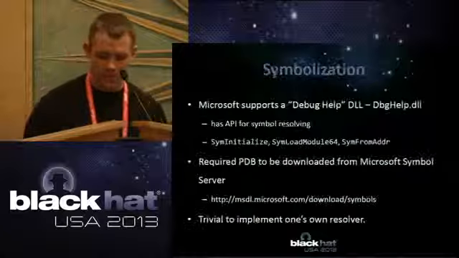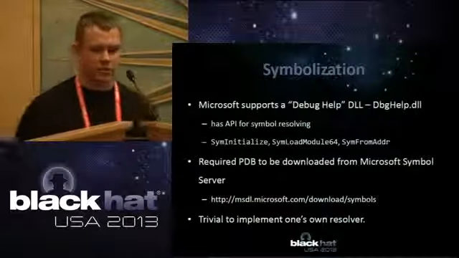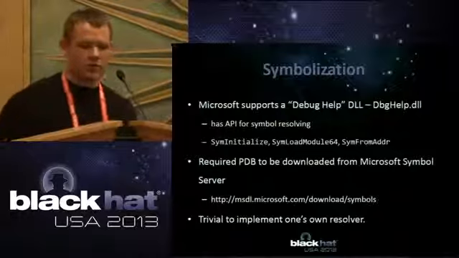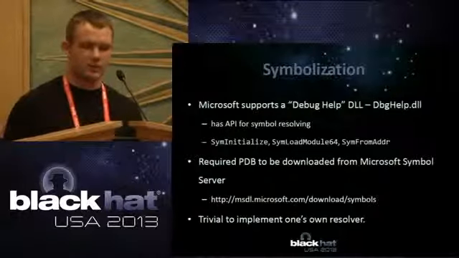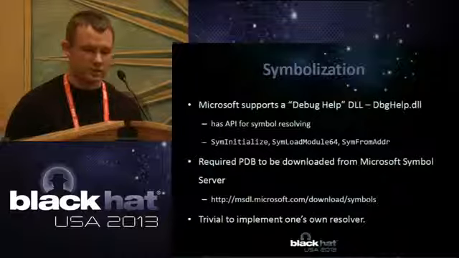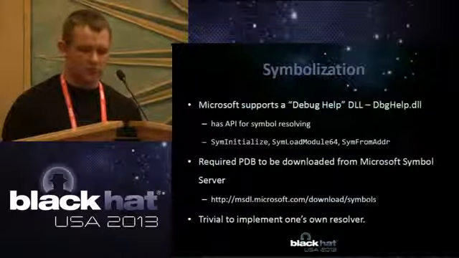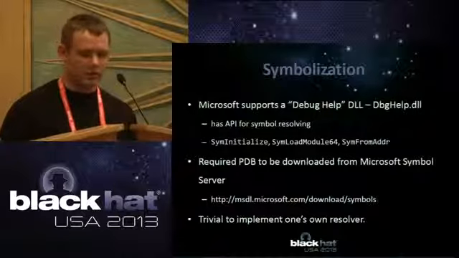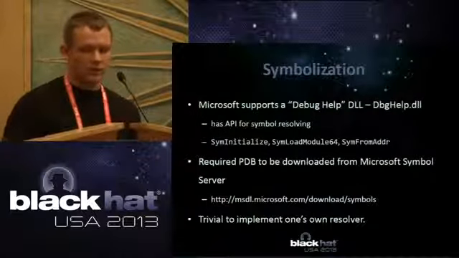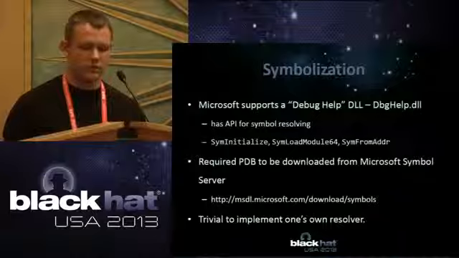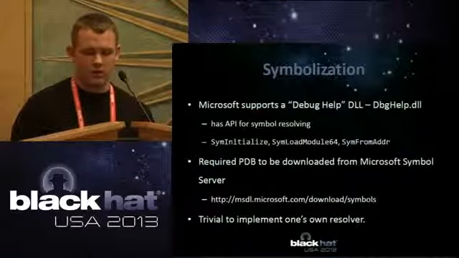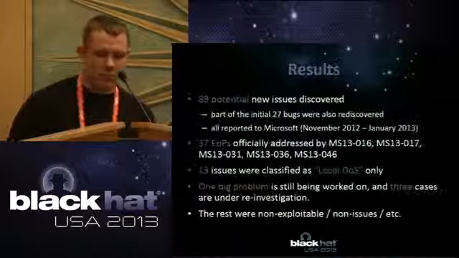When it comes to symbolization, this is really trivial for Windows as well. Microsoft supports the Debug Help DLL, which has all of the necessary API for doing the symbolization. There are basically 3 functions that you need to use for that. You also have to have the PDB files for all of the kernel modules that you want to symbolize, which you can basically download from the Microsoft symbol server. So it's pretty trivial to implement one's own resolver with that information.